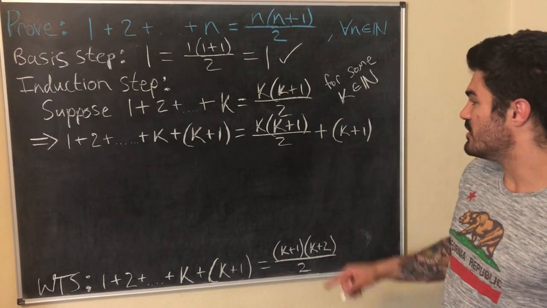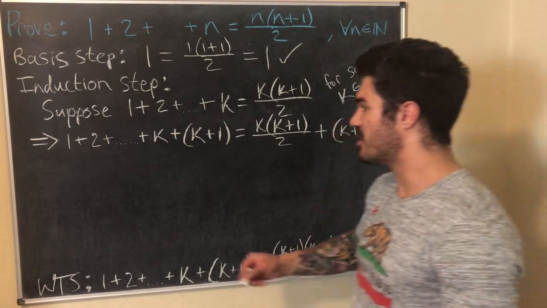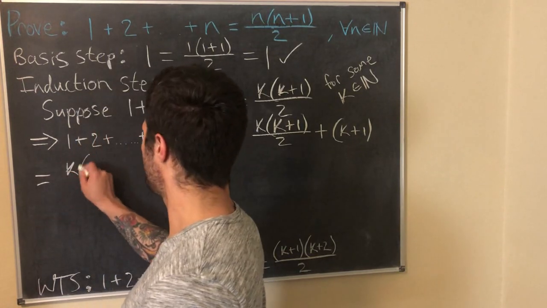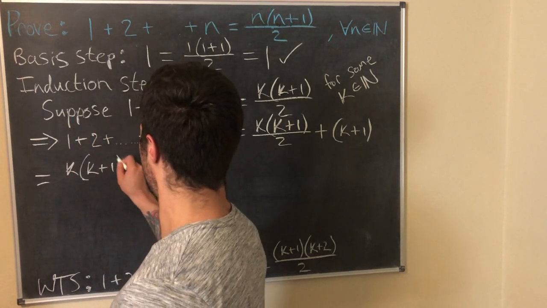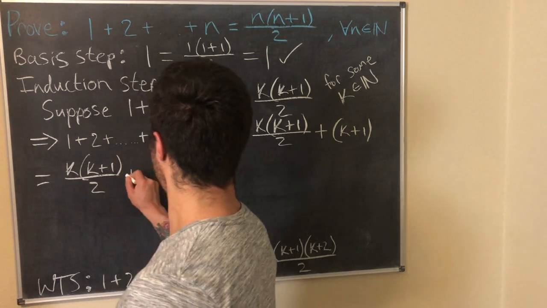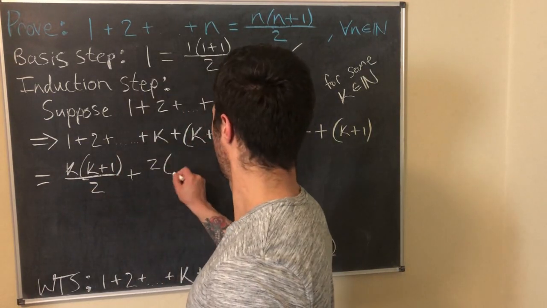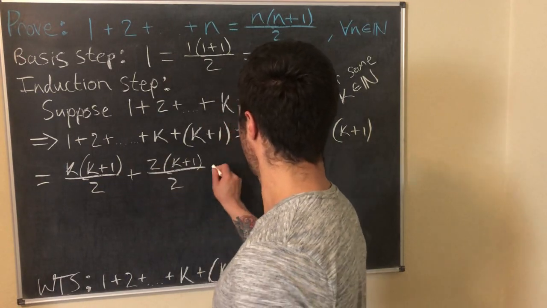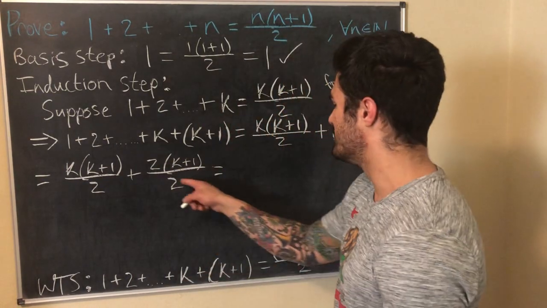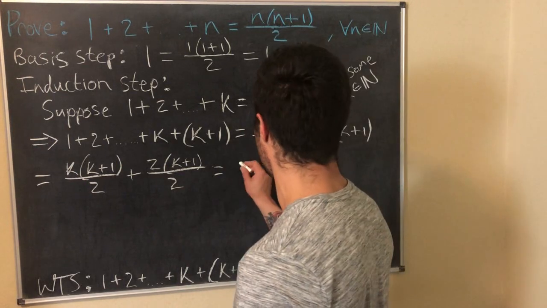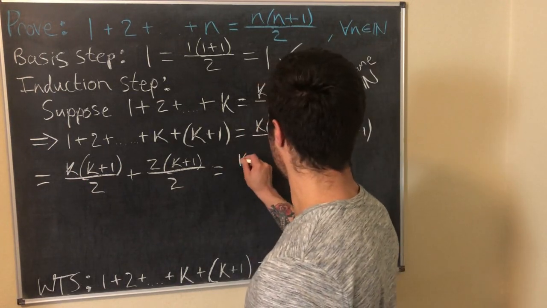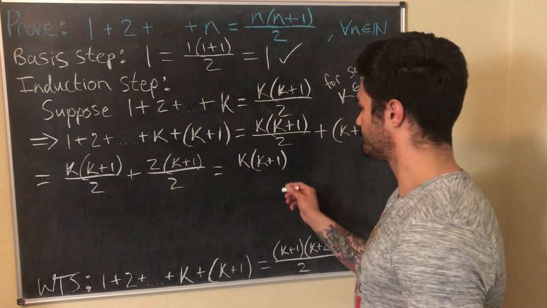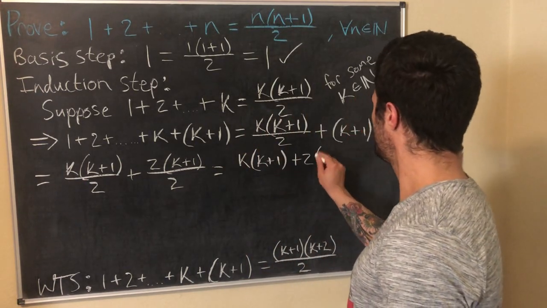So let's take this and manipulate it. What I'm going to do is find a common denominator. So this equals k times k plus 1 over 2 plus 2 times k plus 1 over 2. And now let's see what happens when I combine these. I'm going to combine these two terms now that I have a common denominator. I have k times k plus 1 plus 2 times k plus 1.